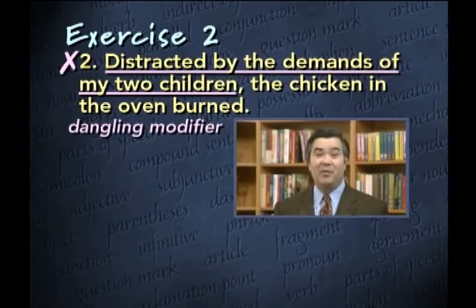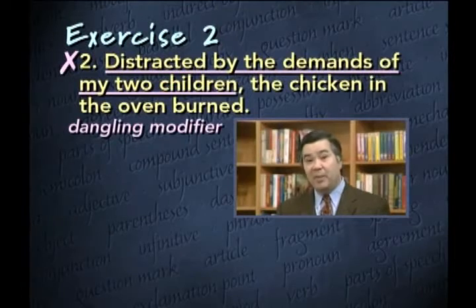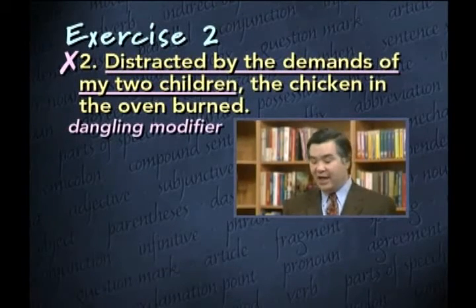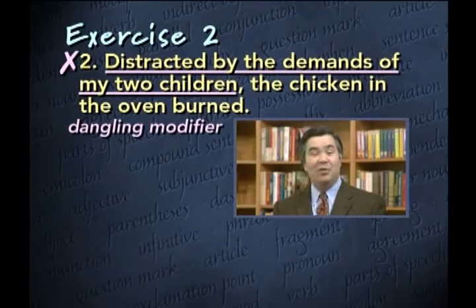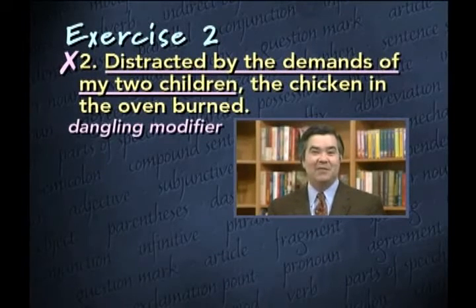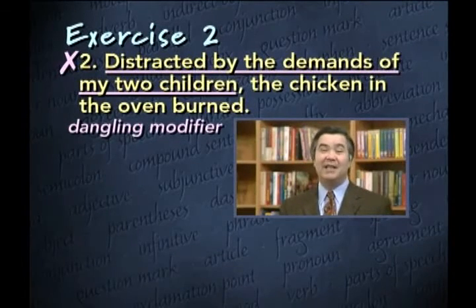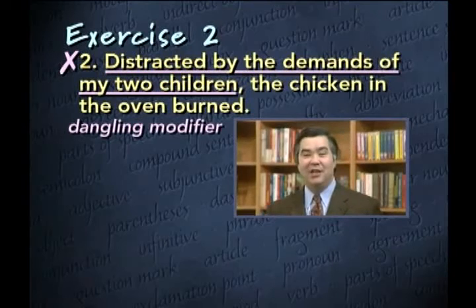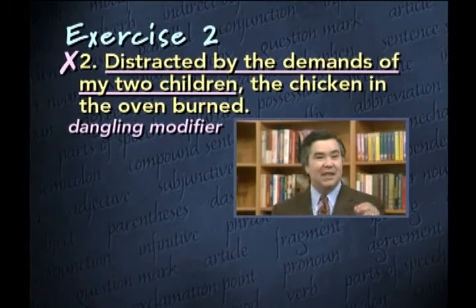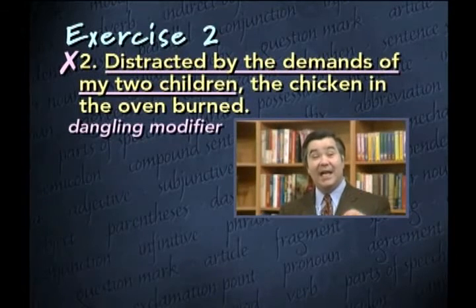I would normally be the one that my children would come to, but I don't follow the modifying phrase. Instead, the words the chicken in the oven follows. It almost makes it sound as though the chicken was distracted by the demands of my 2 children, and I don't think that's the case. The chicken in the oven has other more serious problems. So the sentence suffers from a dangling modifier.